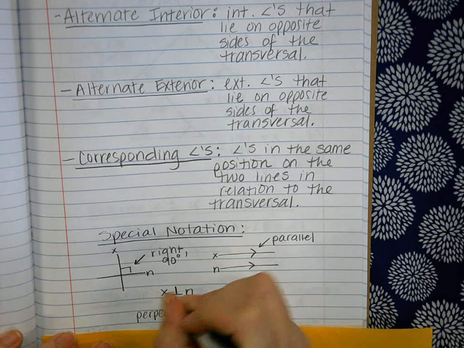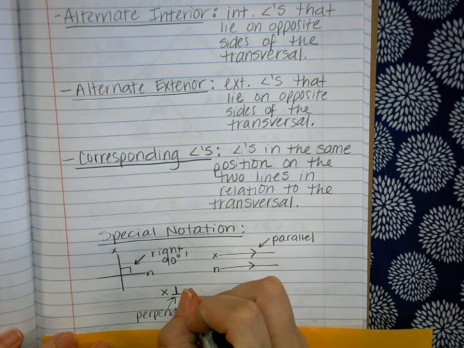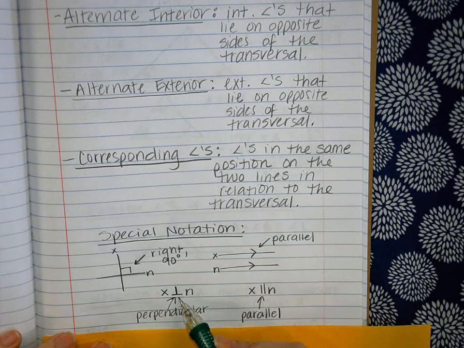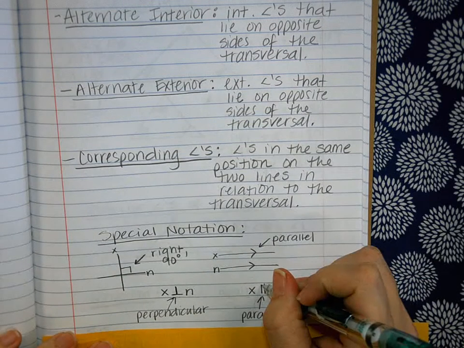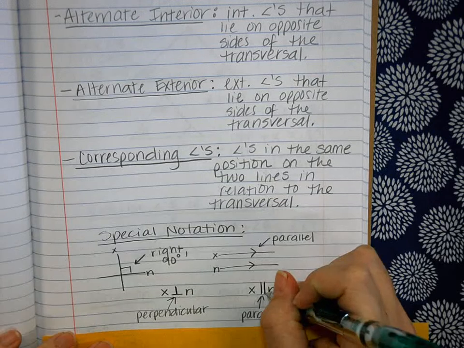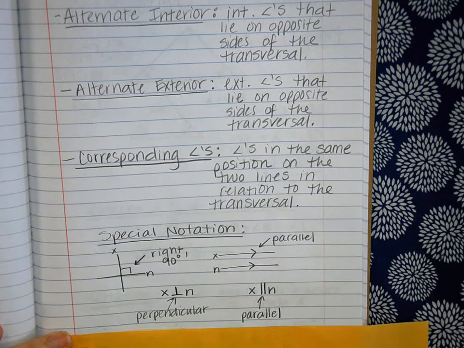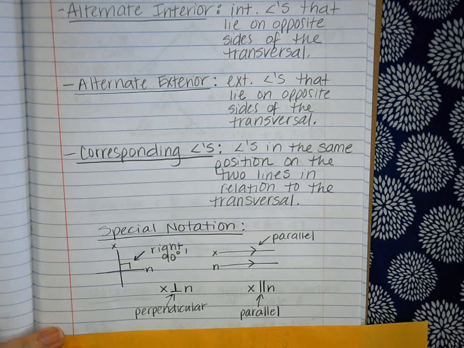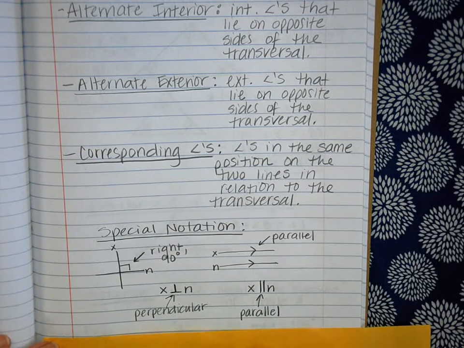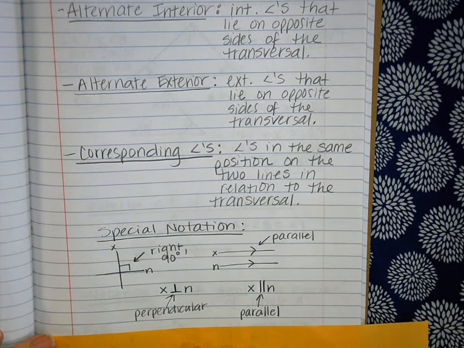So if you want to say like line X is perpendicular to line N, you would just do that. And if you want to say parallel, it's like basically 2 L's standing up like that. Have you seen these? This saves you a lot of time in writing. Okay. Any questions on that? No? We're good?